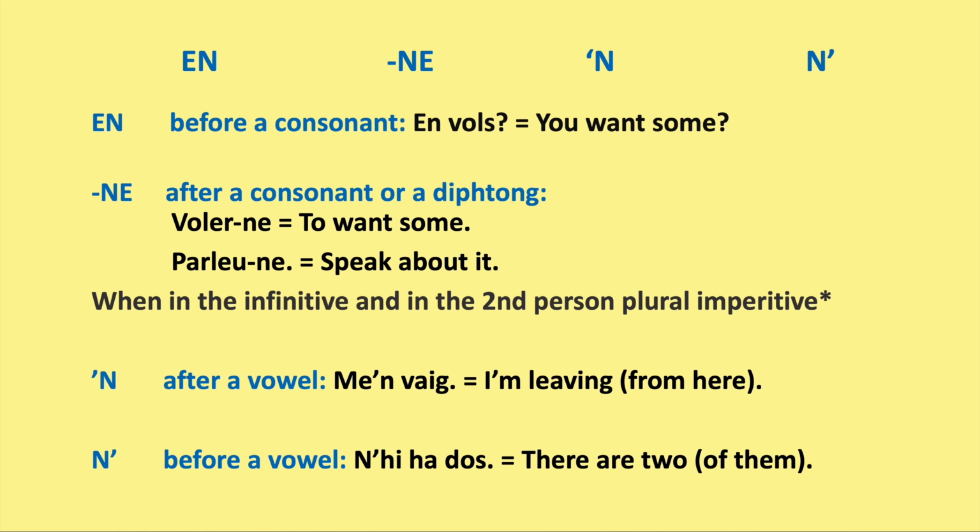You write hyphen n after a consonant or a diphthong, such as in "voler-ne", to want some, "parleu-ne", speak about it. This happens when the verb is in the infinitive and in the second person plural imperative. So "parleu-ne", speak about it, is when you're talking to more than one person. Apostrophe n after a vowel, such as in "me'n vaig", and n apostrophe before a vowel, such as in "n'hi ha dos", there are two of them.